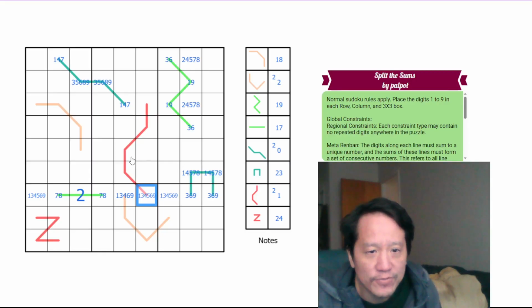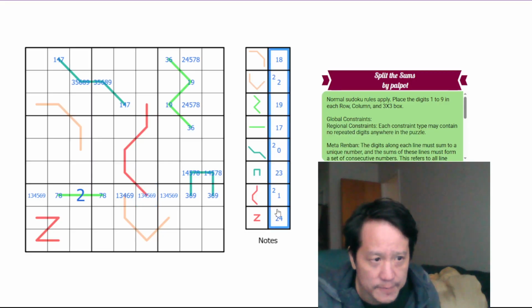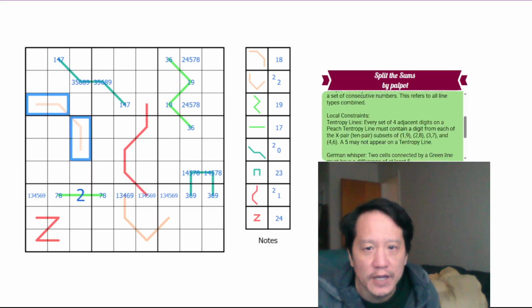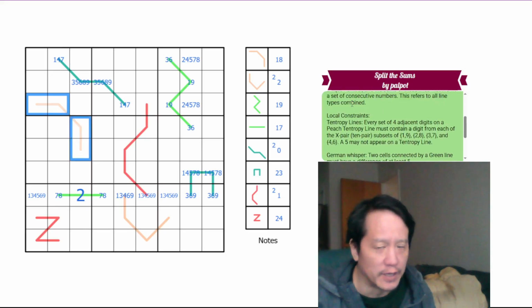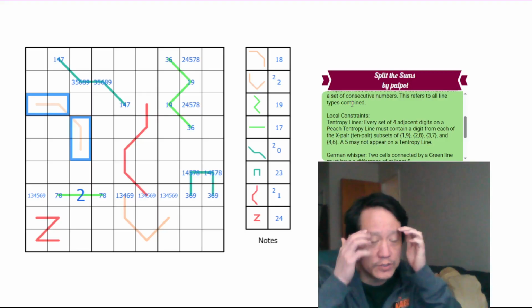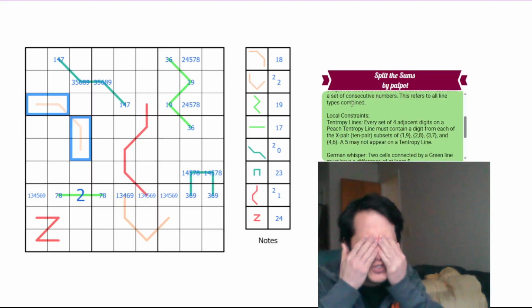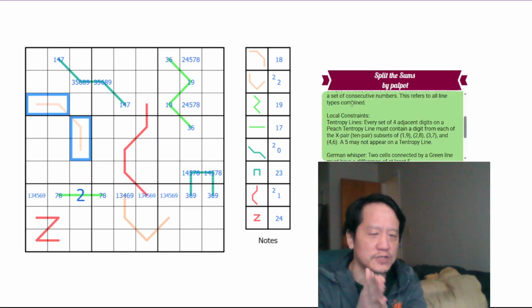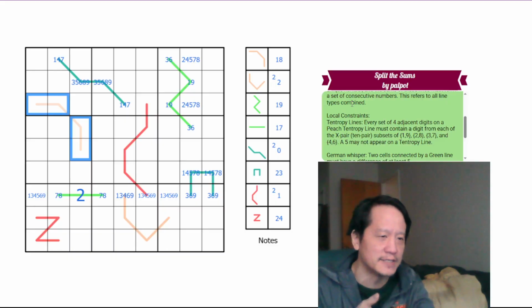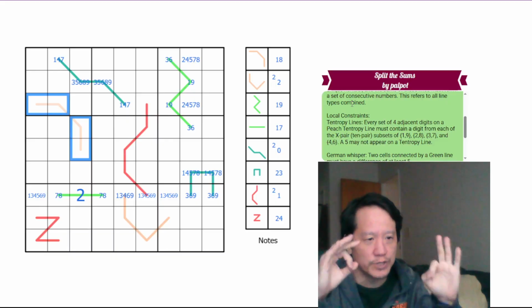Okay, so I think these numbers are correct. Let's go from just the analysis. So again, the tentropy line: we know that the total of the tentropy line adds up to 40. So it starts at an even 20.